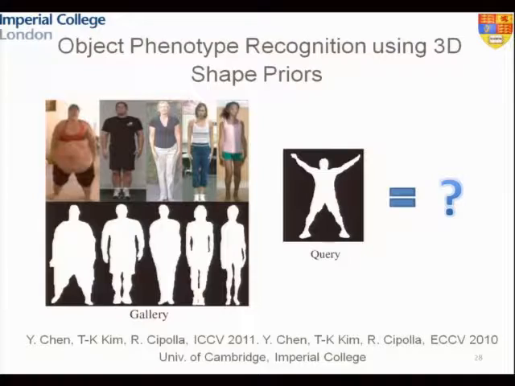Right. Okay, now this is the second example. We do phenotype object recognition using 3D shape priors. Phenotype here means whether that object is slim or fat or tall or short or muscular or something. So given a query silhouette, can it tell which person this silhouette should belong to from the given galleries? Which is the second man on the left-hand side.